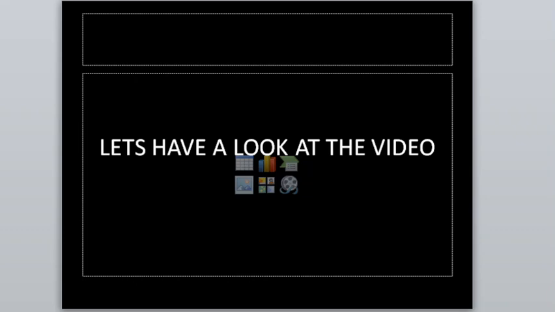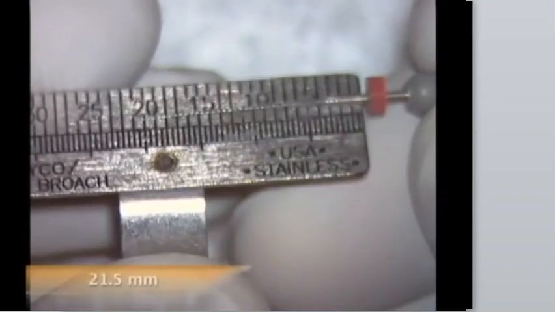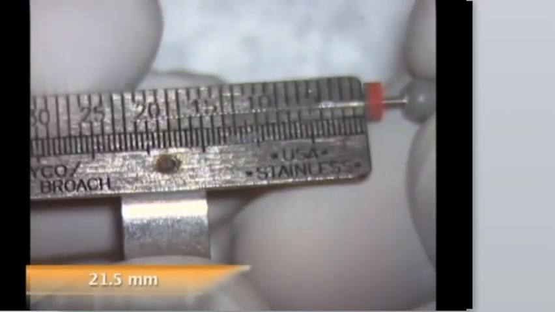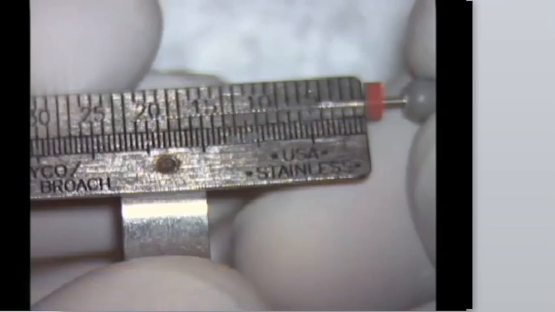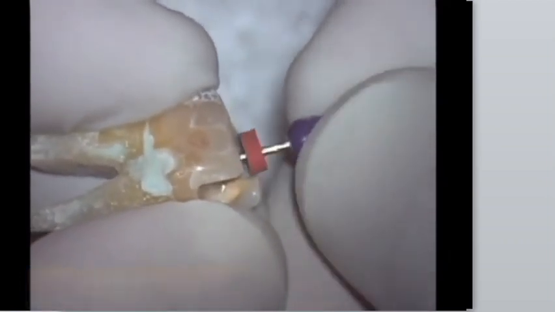We will have a look at one more video, which is of the balance force motion, and I'll show you right away. You can have a look at over here. See, the 8 number goes, minimal watch winding, 8 number goes right till the end. We measure it on the ruler. It's around 21.5. So usually when 8 number goes, the 10 number also goes, because the jump is only 20%.